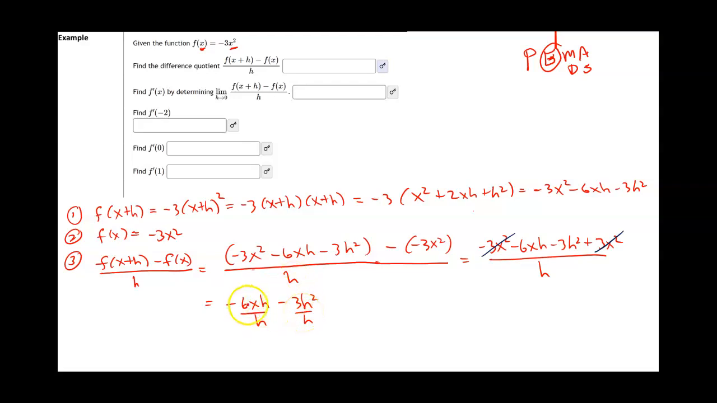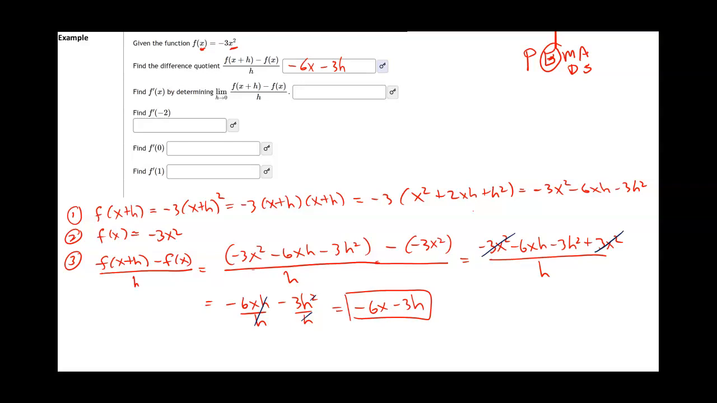So I take negative 6xh divided by h and negative 3h squared divided by h. If I simplify that, it gives me negative 6x minus 3h. So that'll be the first part. The difference quotient, not the derivative, not the limit, just the difference quotient, is going to be negative 6x minus 3h.